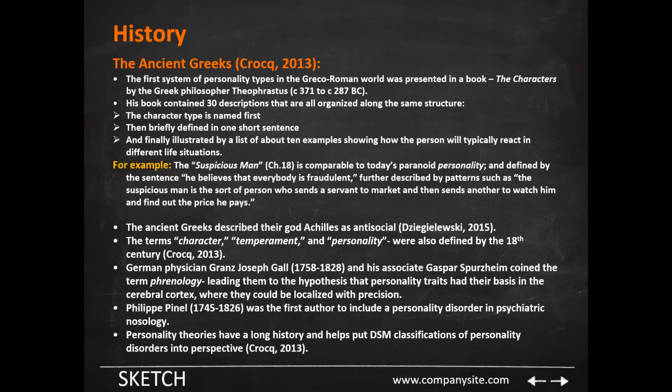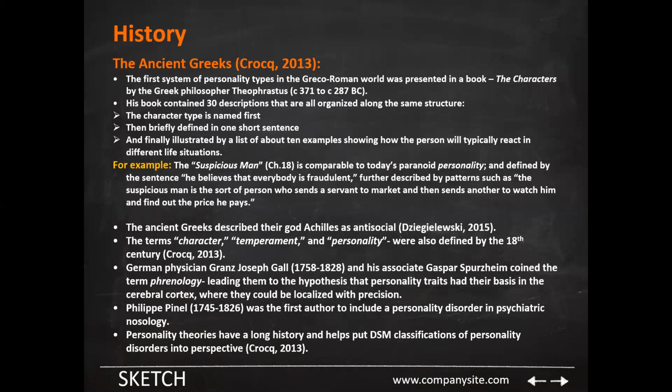Example, in chapter 18, the suspicious man. It's comparable to today's paranoid personality and defined by the sentence, he believes that everyone is fraudulent. Further described by patterns such as that the suspicious man is the sort of person who sends a servant to the market and then sends another to watch him to find out the price he pays.